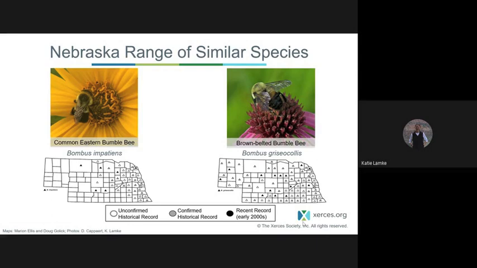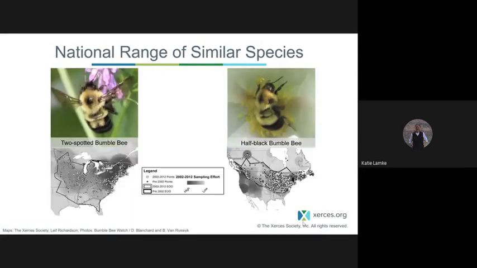For the brown-belted bumblebee, you can see that it's been collected both historically and more recently from the east all the way out west. With the two-spotted bumblebee, again, more common in the eastern United States, and the half-black bumblebee looks to be more of a northeastern species.